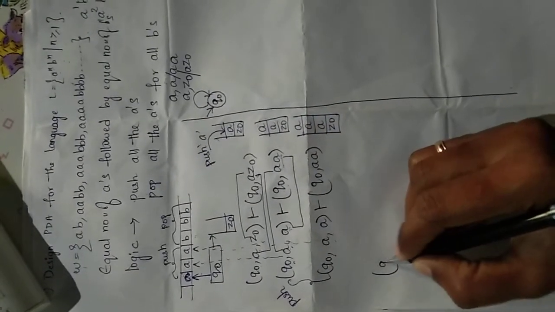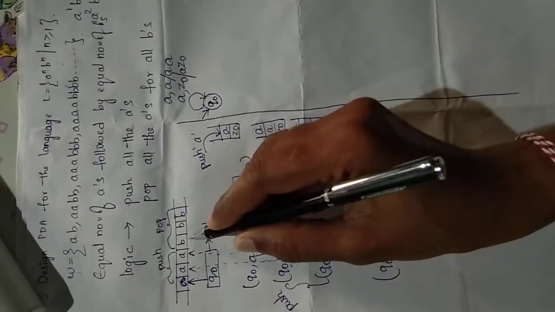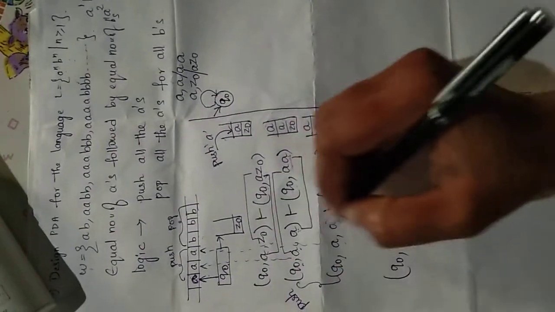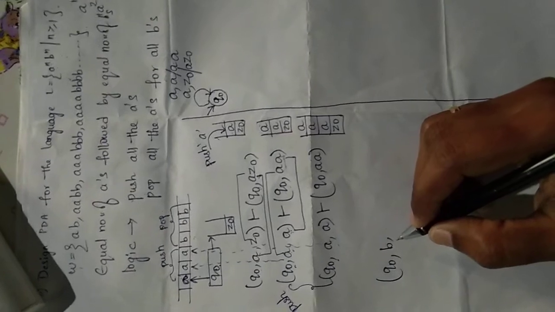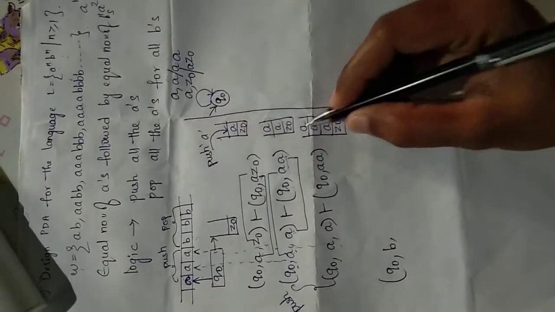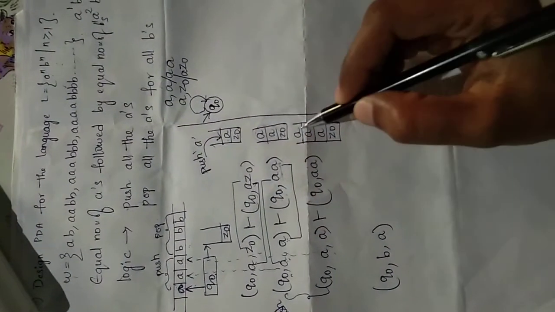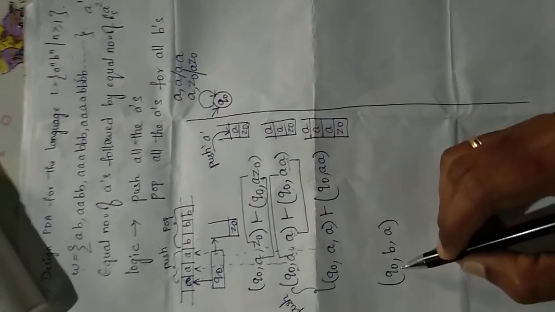Now we are in the same state, the Q naught state itself. But what is the input symbol now? We are reading the B symbol now. Till now we have seen the A symbol. Now we are taking the first B symbol. Now what is the top of the stack? A only. After completion of 3 input symbols, what is the top of the stack? A only. Now the state is Q naught.